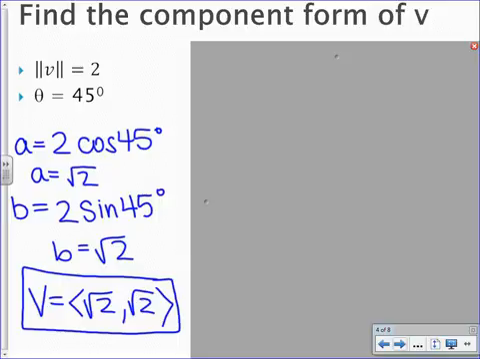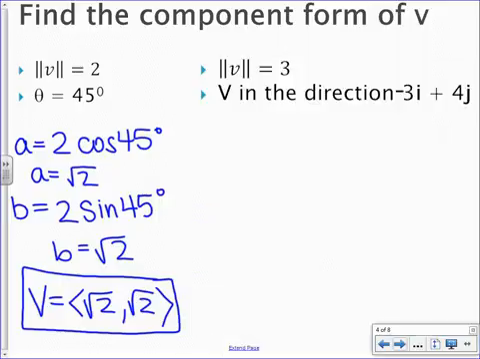You're going to use it enough, and everything about the unit circle, right? X deals with horizontal movement, and the x coordinate is related to cosine. So anything horizontal, we think of cosine anyway. Now our next example is fun. We know that the magnitude is 3, and it's in the direction of negative 3i plus 4j.